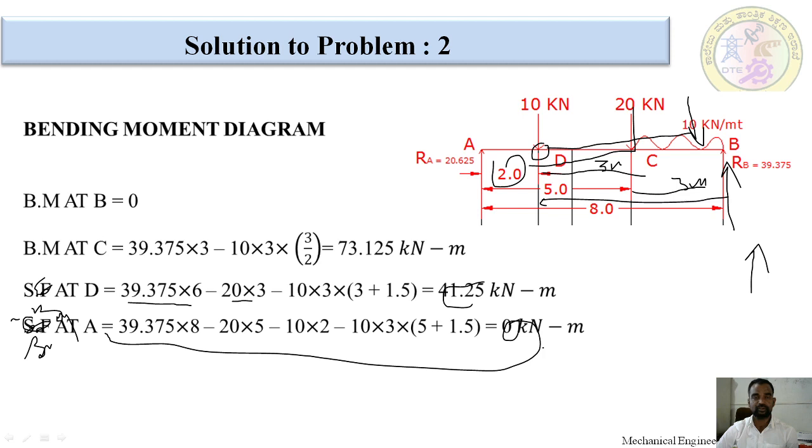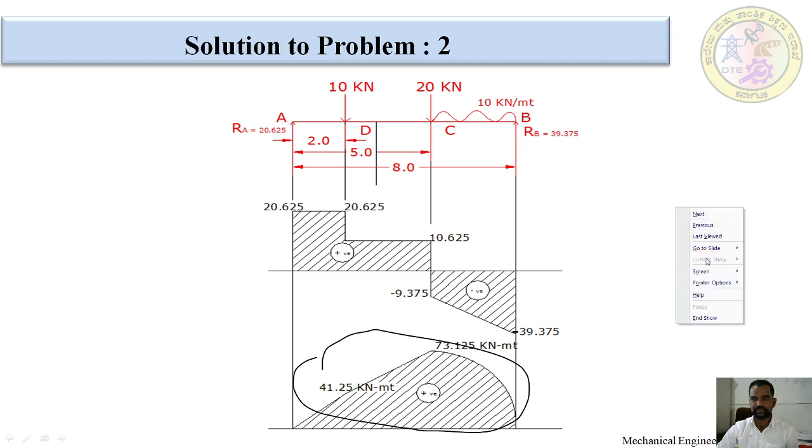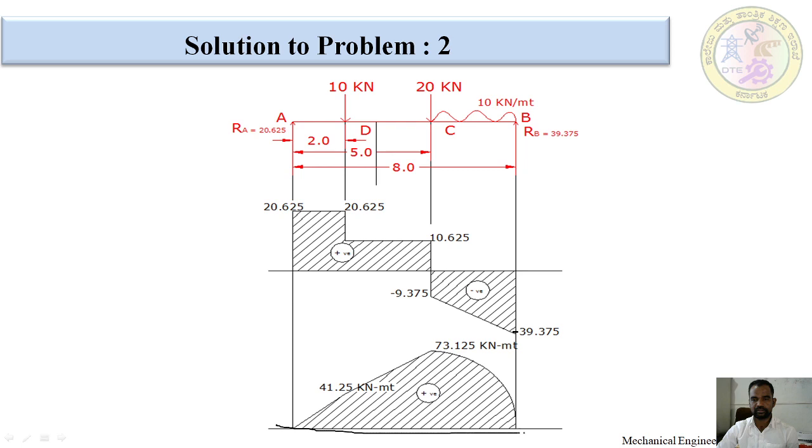After that we are going to draw the bending moment diagram. This is the bending moment diagram. For that reason we are going to draw a horizontal line as a baseline. At C point we got 73.125 kilonewton meter, for that reason I am going to mark over here. After that at D point we got less than 73, for that reason here is 41.25. Okay, this is the parabolic curve.